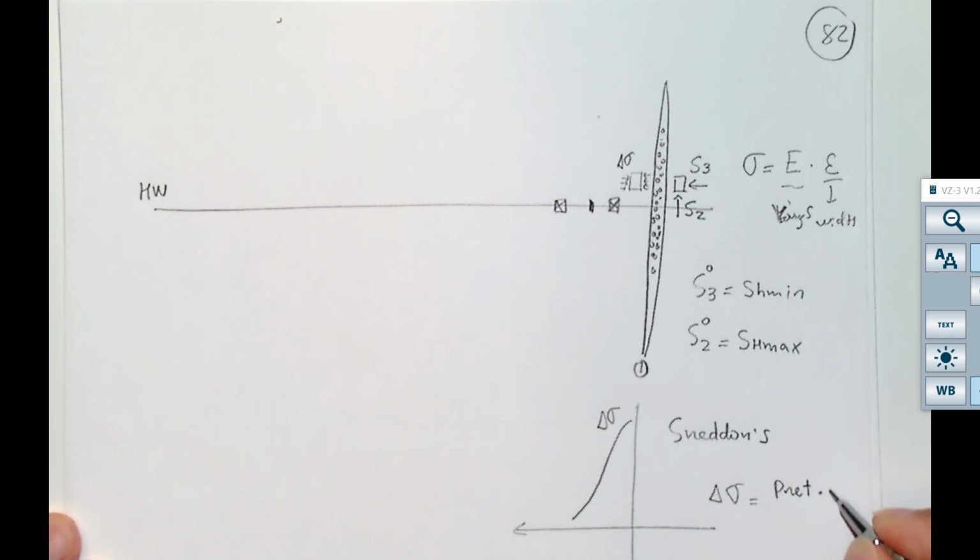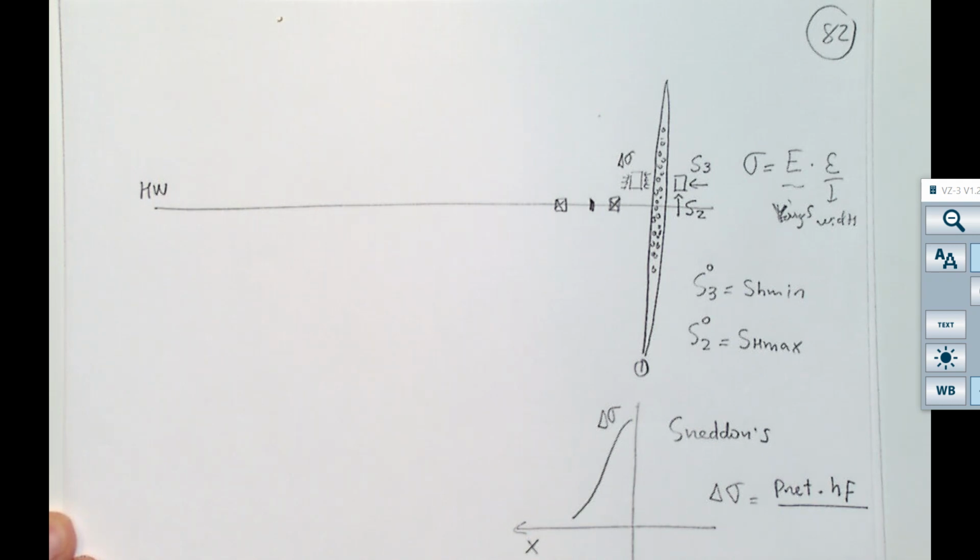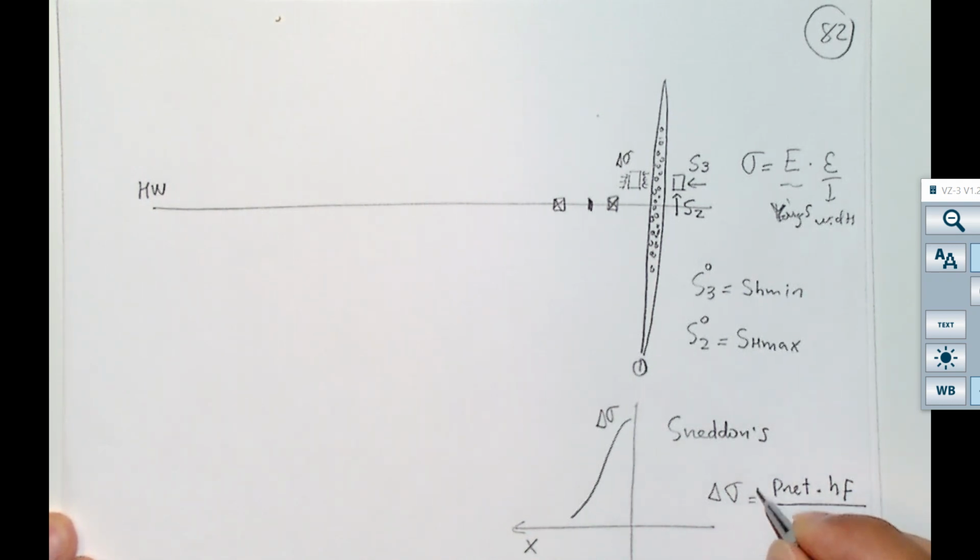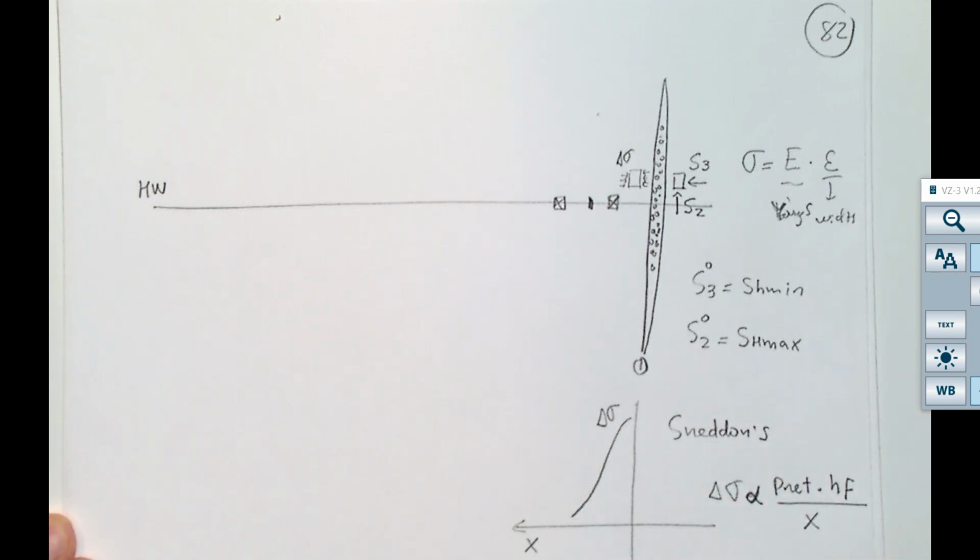It is proportional to the height of the fracture, and it is inversely proportional to, let's say this is x, the distance from the fracture. It is inversely proportional to the distance. So this is not an equal sign, this is just a proportionality symbol.